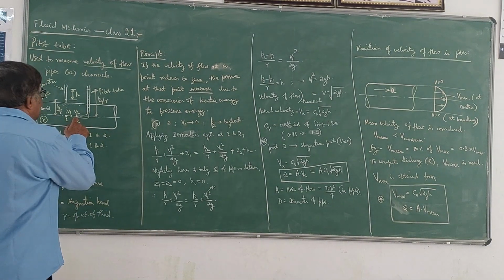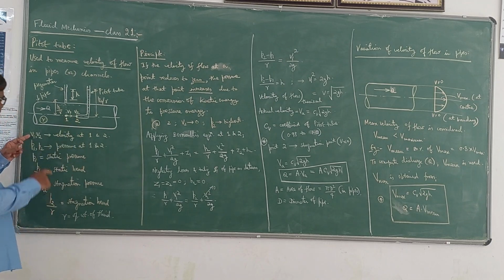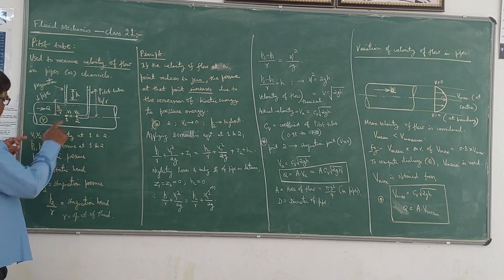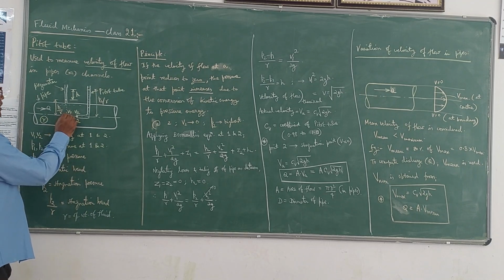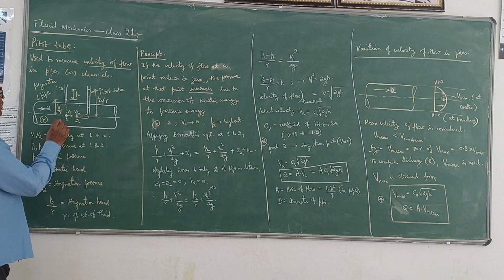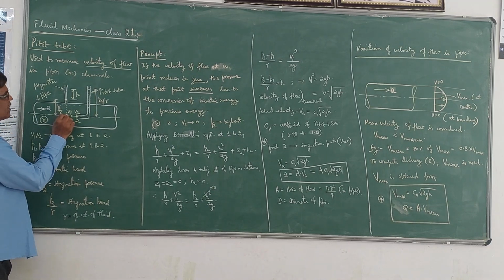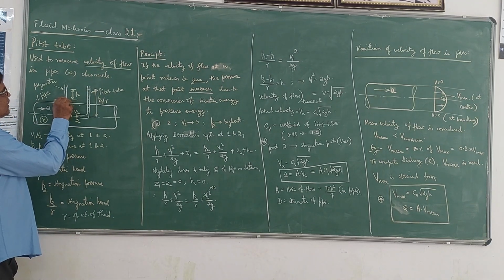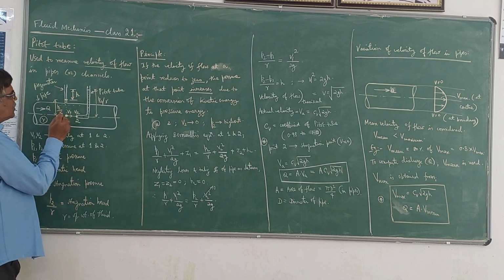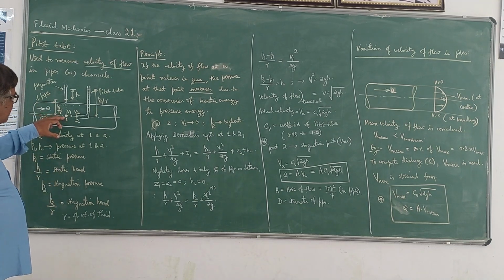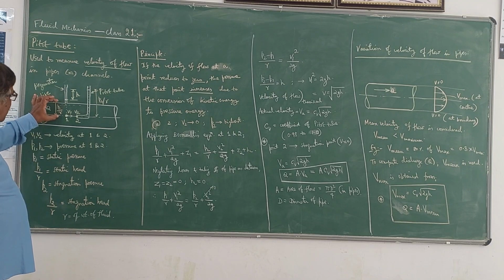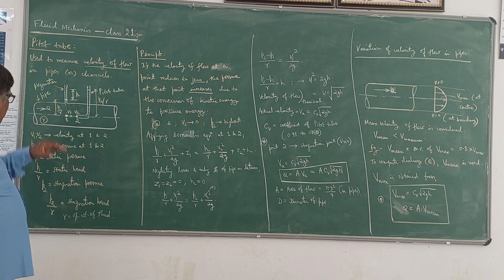P2 is the pressure here, and it will be increasing. I will take V1, V2 as the velocities at 1 and 2, and P1, P2 as the pressures at 1 and 2. P1 is called the static pressure. The static pressure at point 1 is given by the level of the liquid in the tube, which is also P1 by gamma. In terms of pressure head, if the pressure at 1 is P1, the pressure head at 1 is P1 by gamma, where gamma is the specific weight of the liquid flowing through the pipe.